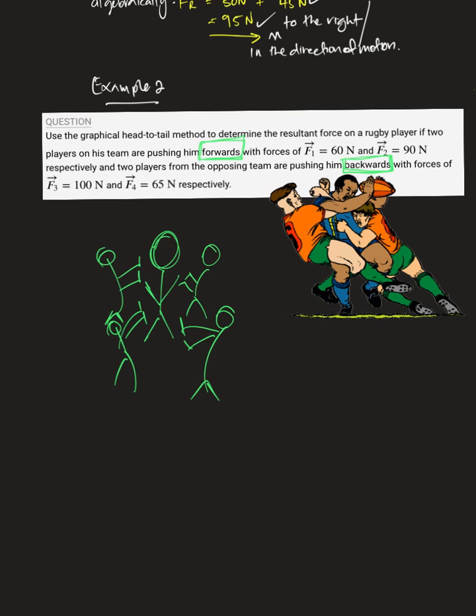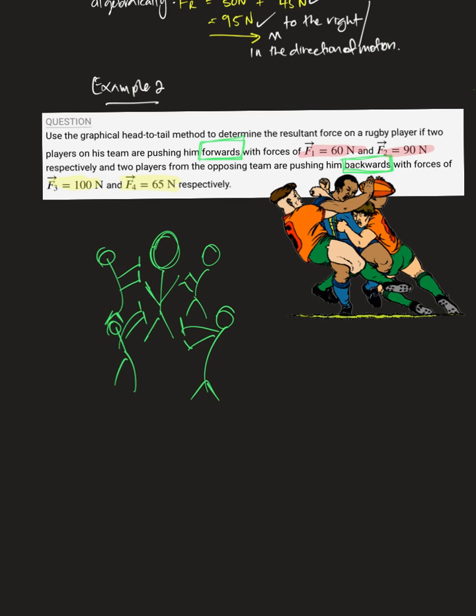Right, so let's look at the different forces. From his team, he's got two: the 60 newtons and the 90 newtons. And from the opposing team, he's got 100 newtons and he's got 65 newtons. Right, that's your information. So let's just get that written down.